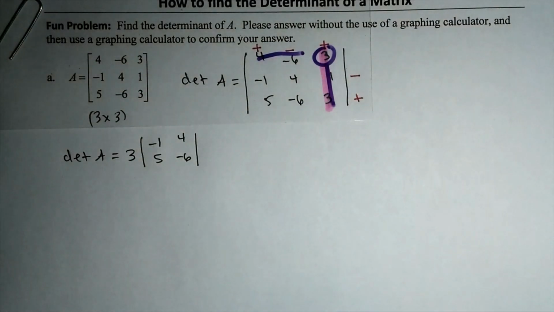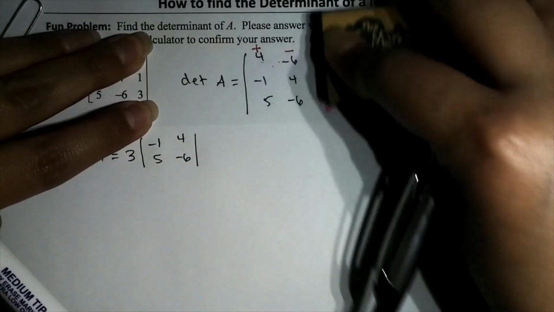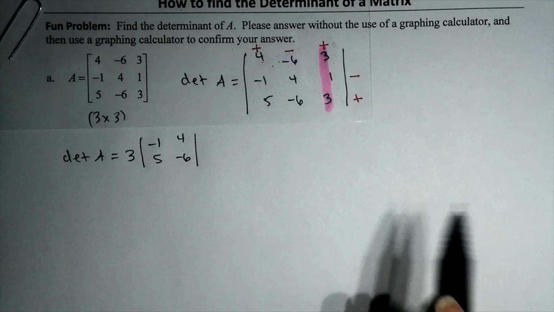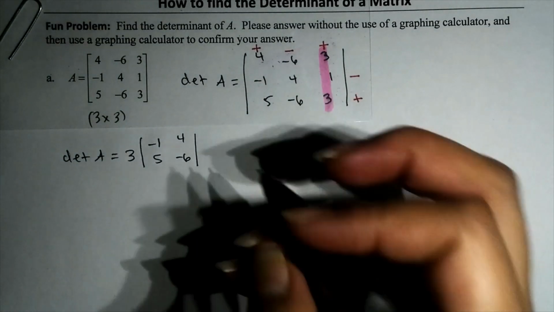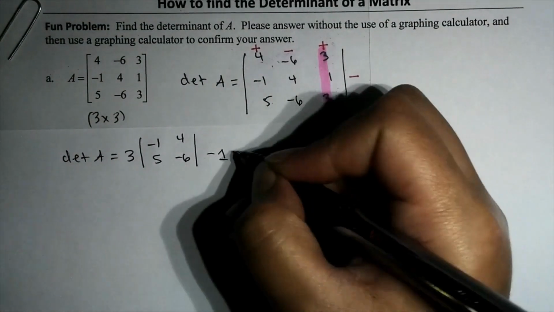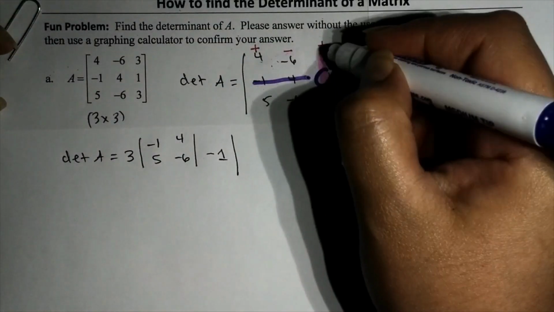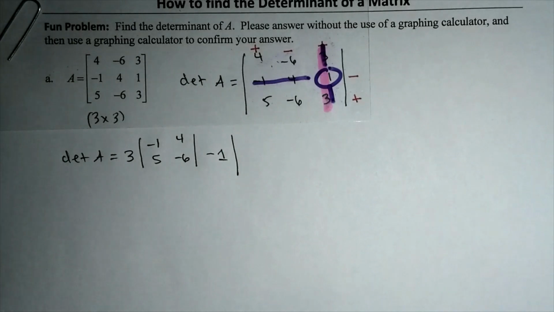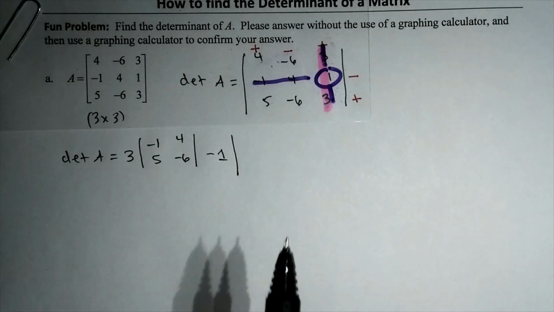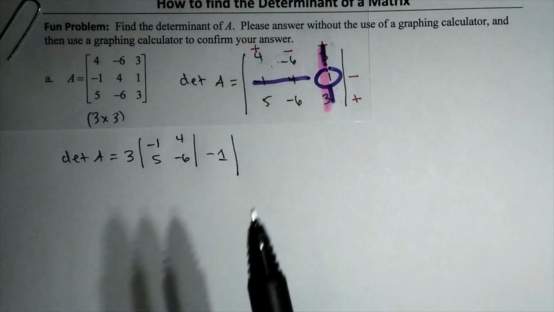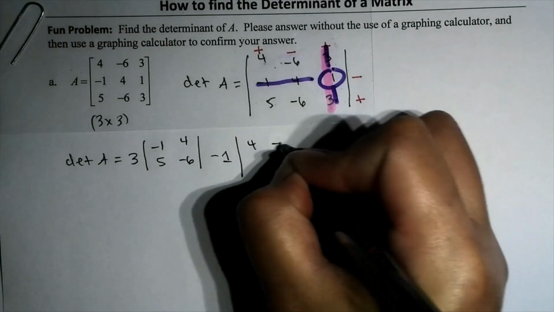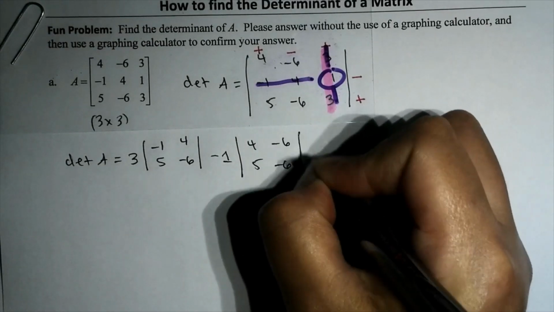Let's go to the next one. The next element is going to be -1, multiplied by the determinant formed by the leftover elements, which in math we call the minor. We cross out the row and column, and that gives us the following 2 by 2 matrix: 4, -6, 5, -6. Fantastic.